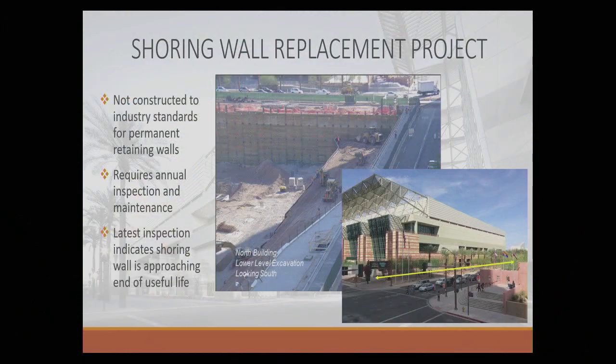Again, another image of the wall during construction. As you can see, it's built with steel beams and wood planks. Because the wall was built as a temporary structure, it requires annual engineering inspections and certification by a structural engineer. We also provide ongoing maintenance over the years to extend the life of the wall. In the most recent engineering report, the structural engineer has determined that the wall is approaching the end of its useful life. At this point, I'll turn it over to Keeney and Eric to talk about exactly what that means and what we need to do moving forward.